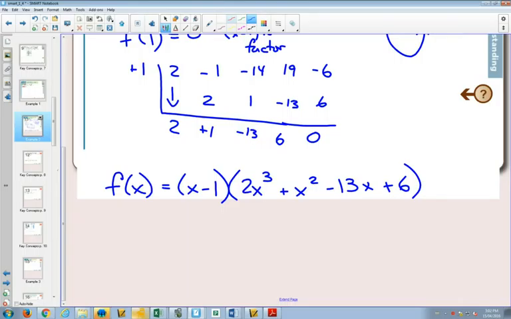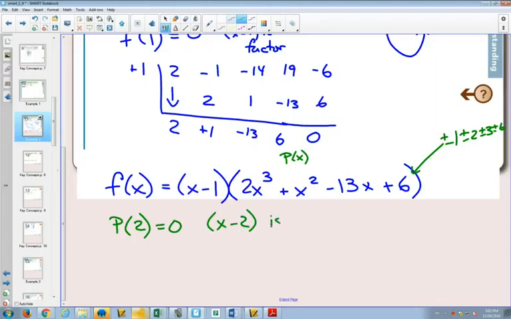Trying other values. Okay, now if you tried, again, the last number of this 2x cubed is a 6. So again, the numbers you'd have to try are plus or minus 1, plus or minus 2, plus or minus 3, or plus or minus 6. You'd probably start with 1 and try it, and it actually doesn't equal 0. Then you'd probably try -1, and it doesn't equal 0. And you'd keep trying things until you find something that works. And if I call just this part p of x, like they've done in the notes there, then plugging in 2 gives you 0, which means that x minus 2 is a factor.